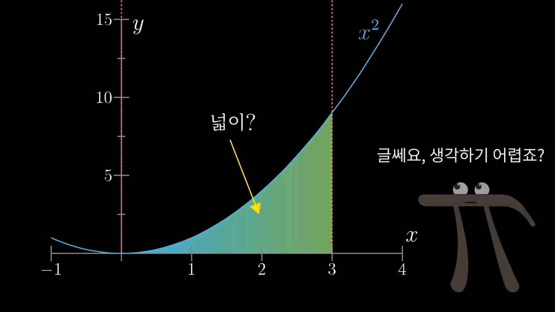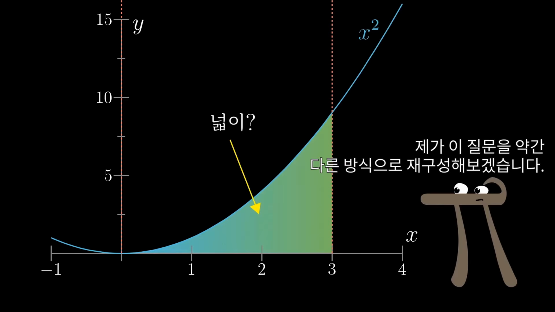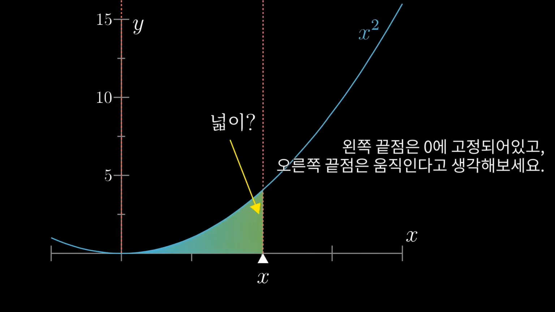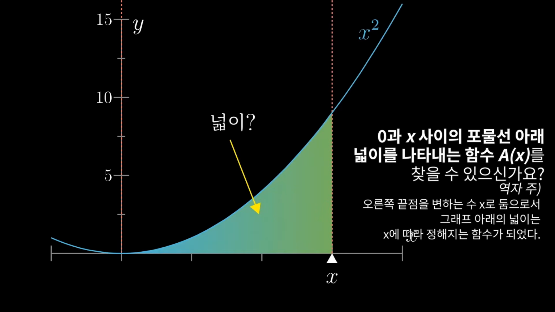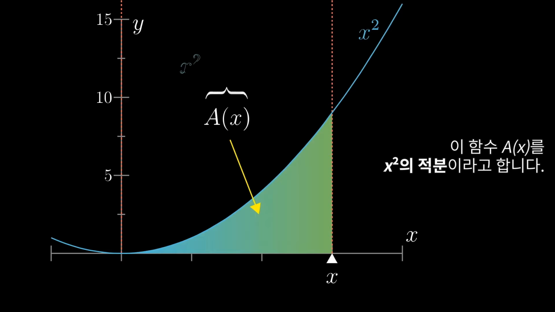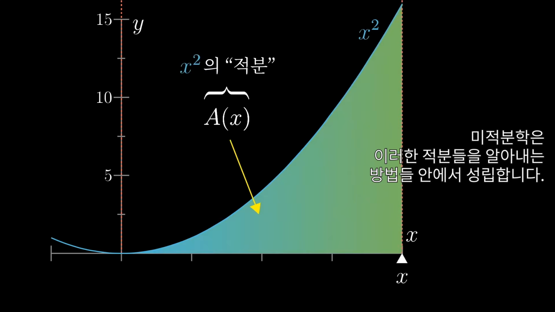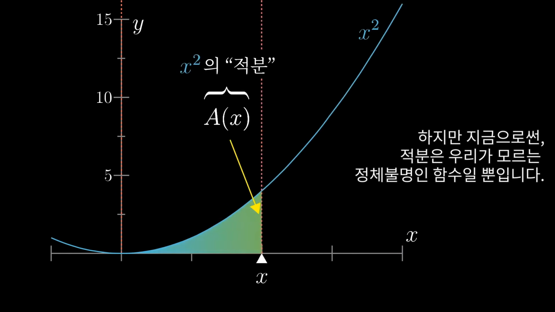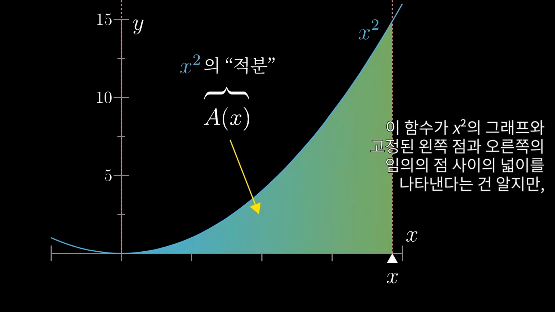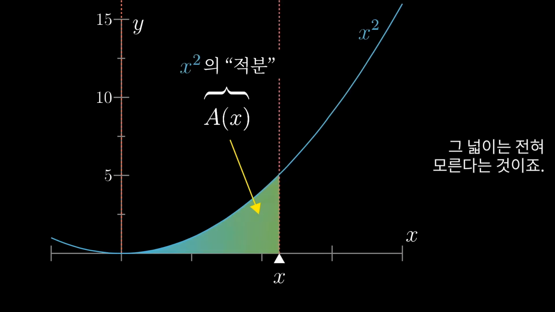Well, it's hard to think about, right? And let me reframe that question in a slightly different way. We'll fix that left endpoint in place at 0 and let the right endpoint vary. Are you able to find a function, A of x, that gives you the area under this parabola between 0 and x? A function, A of x, like this, is called an integral of x squared. Calculus holds within it the tools to figure out what an integral like this is, but right now, it's just a mystery function to us. We know it gives the area under the graph of x squared between some fixed left point and some variable right point, but we don't know what it is.